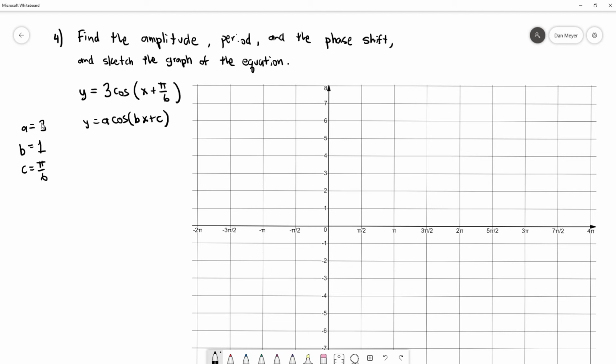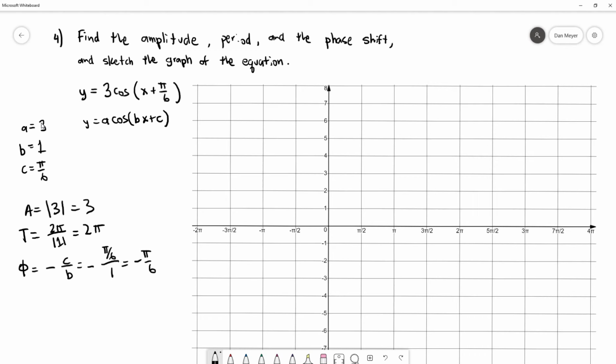And so when we go to find the amplitude, it's the absolute value of 3, which is just 3. The period is 2 pi over the absolute value of b, so that's just 2 pi. And then the phase shift is minus c over b, that's minus pi over 6 divided by 1, which is just negative pi over 6. All right, so there's our amplitude, period, and phase shift.